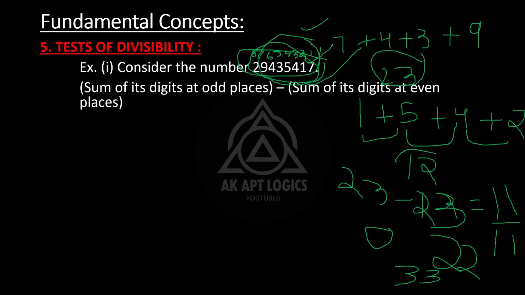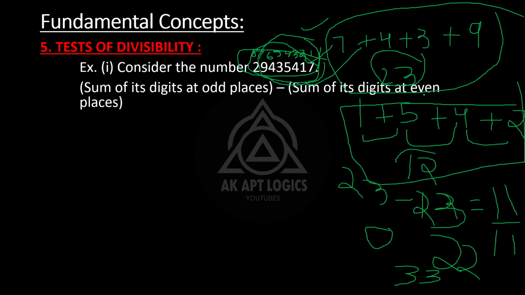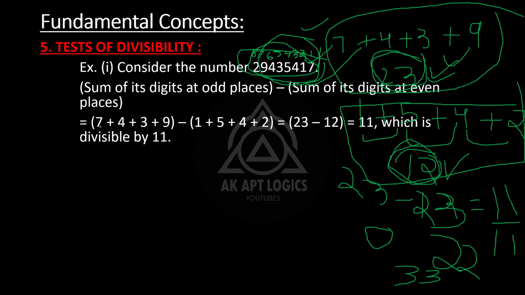Let's see the sum of digits at even places and odd places. This is the sum of digits at even places, which we have done. We have separated them. If you got this value as largest and this as smallest, then you have to subtract this number from this number. So we got 11, and 11 is divisible by 11, so we can say that the number is divisible by 11.